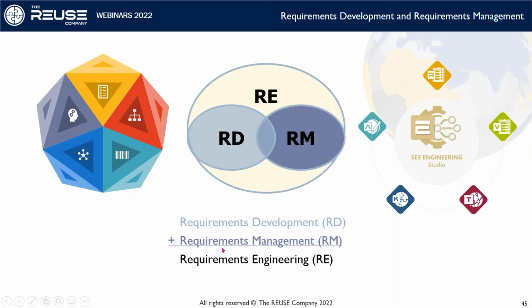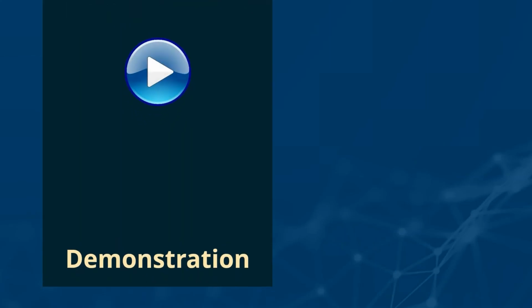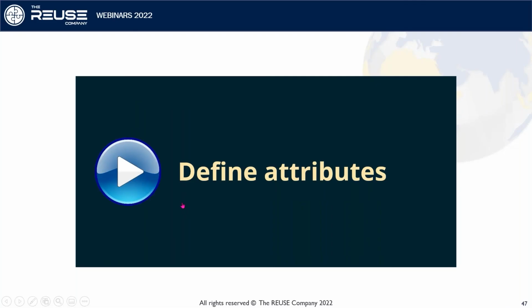So by this, we have a few short demonstrations. I'm looking at the time now. Since we had a little slow start, I think we would need to speed up a bit, but I would still like to go through the small demonstrations here. The first video is about how to define attributes.